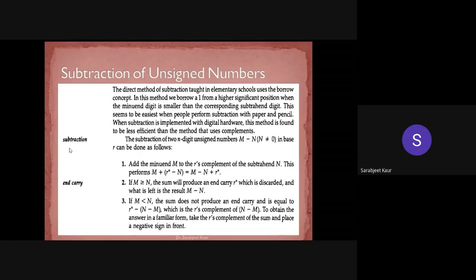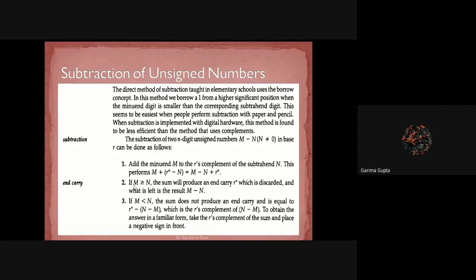So what is the first step? The first step is simply, if I want to do m minus n, please note that n cannot be 0. Now, if I want to subtract n from m, that is do m minus n, then what I do is I take r's complement. For example, if these are decimal numbers, then we take tens complement of n. If these are binary numbers, then we take twos complement of n and add that complement to m. Okay?